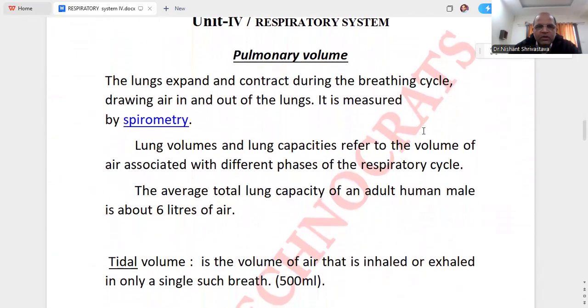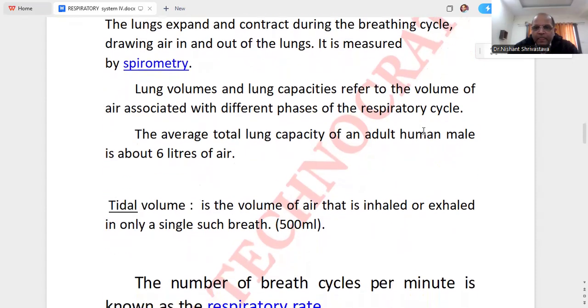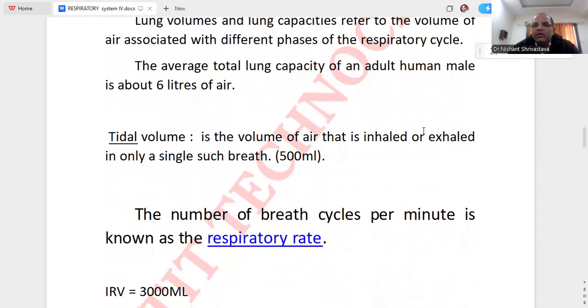So the lungs expand and contract during the breathing cycle, drawing air in and out of the lungs. It is measured by spirometer. So lung volume and lung capacity refer to the volume of air associated with different phases of the respiratory cycle. The average total lung capacity of an adult human male is about 6 liters of air.